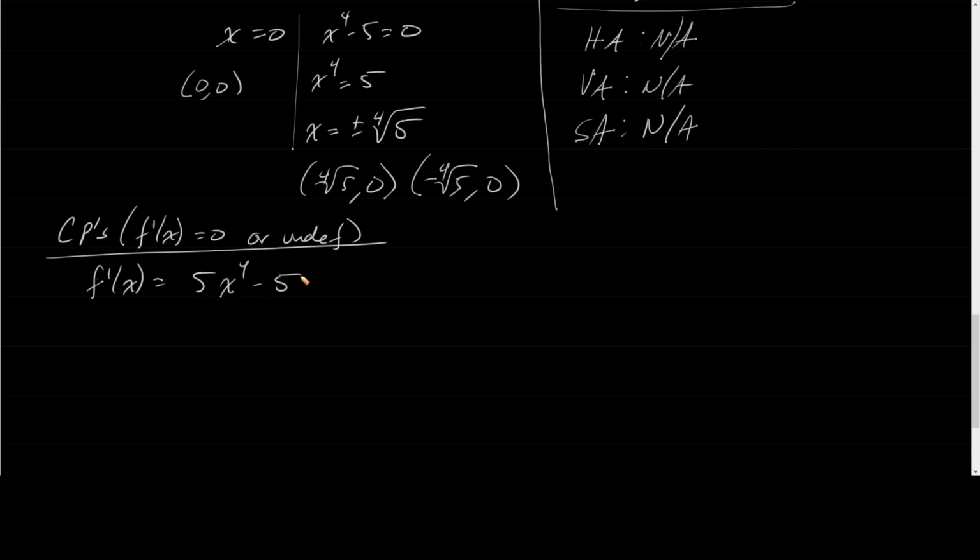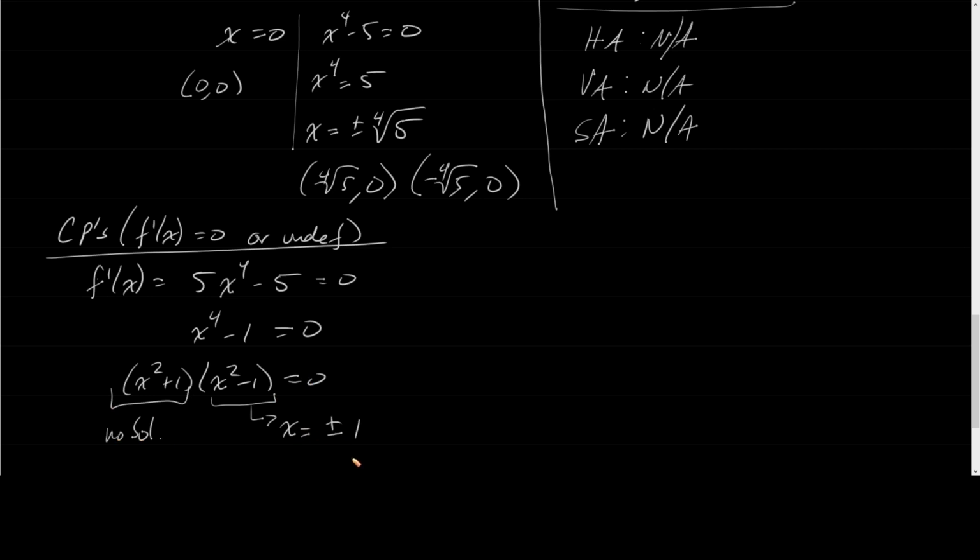And then here, let's set that equal to 0. And what does that give me? If I divide everything by 5, I end up with x to the fourth minus 1 is equal to 0, right? And to solve this, I can factor this into x squared plus 1 times x squared minus 1 equals 0. This first part gives me no real solution, and the second part gives me that x is equal to plus or minus 1, right? That's x plus 1 times x minus 1. So there we go, x is equal to plus or minus 1.